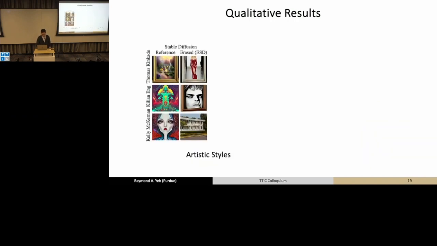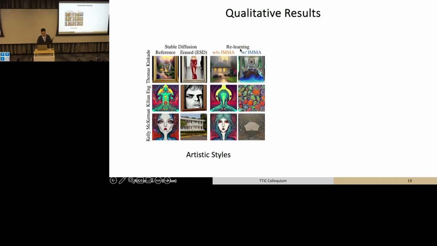Okay, so let's look at more qualitative results. Here we have the reference images, and if you use an erased model, it will just generate completely irrelevant images. However, you can apply a relearning adaptation method. Without IMMA, you'll see that it pretty much successfully relearns the style. However, with IMMA, it doesn't really learn the artistic style back.